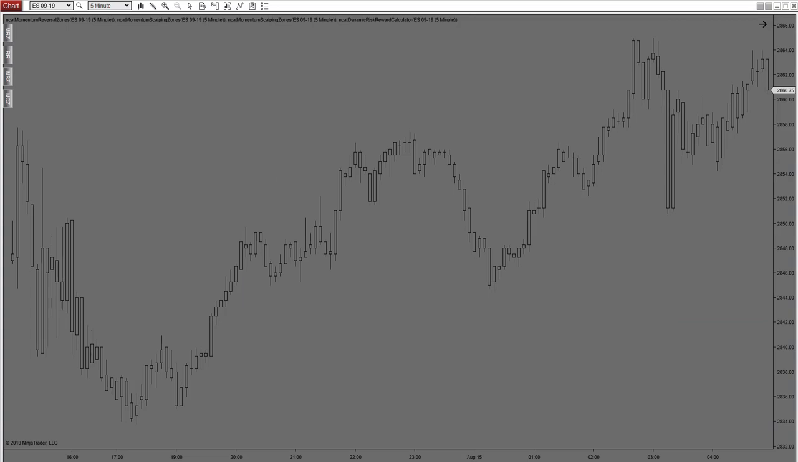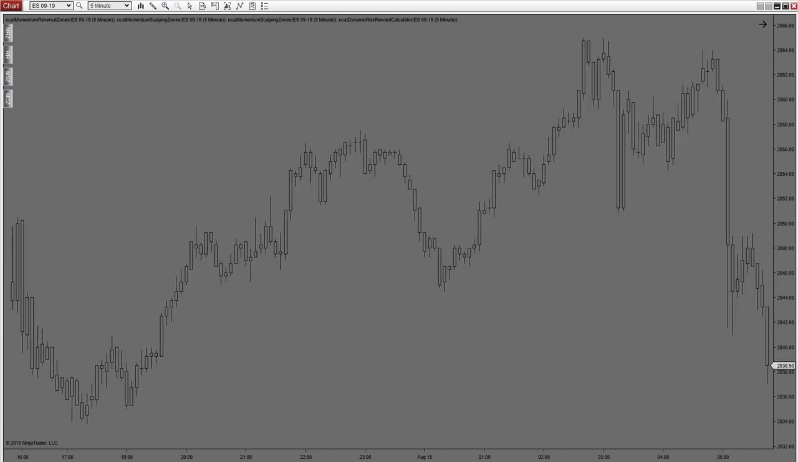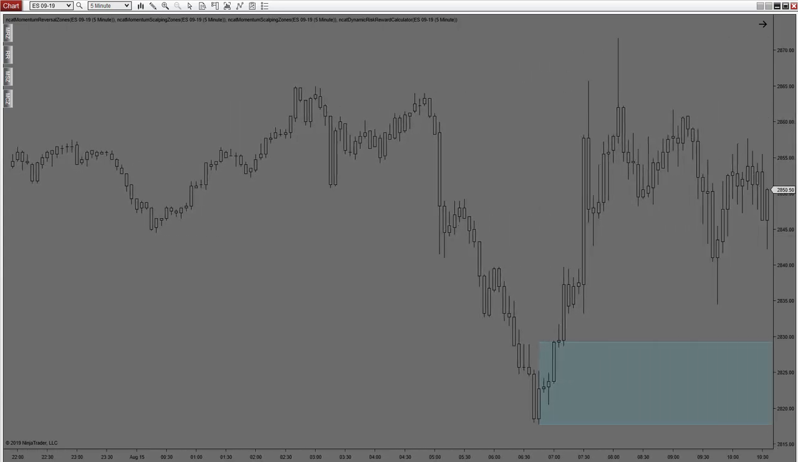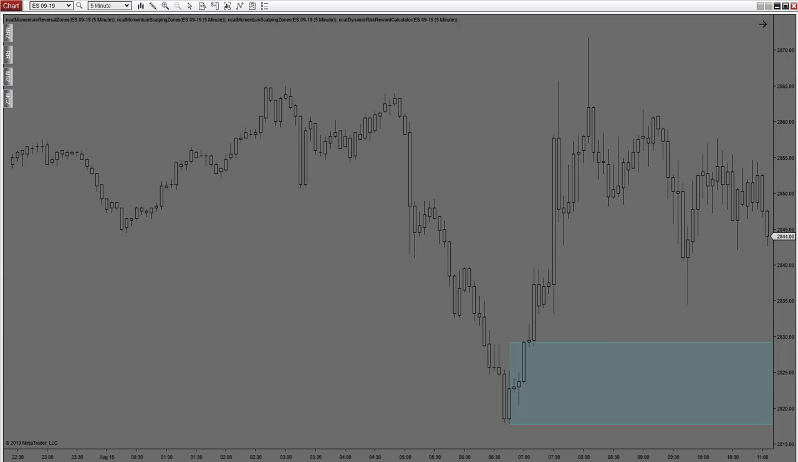Okay, let's take a look at some trades. I have an ES 5-minute chart open, but this will work on any futures instrument in any time frame. We're looking for momentum reversal zones. I'll just play the market here, and you see we got a long momentum reversal zone plotting down here, and we're looking to buy the upper edge of this zone for a reversal trade.